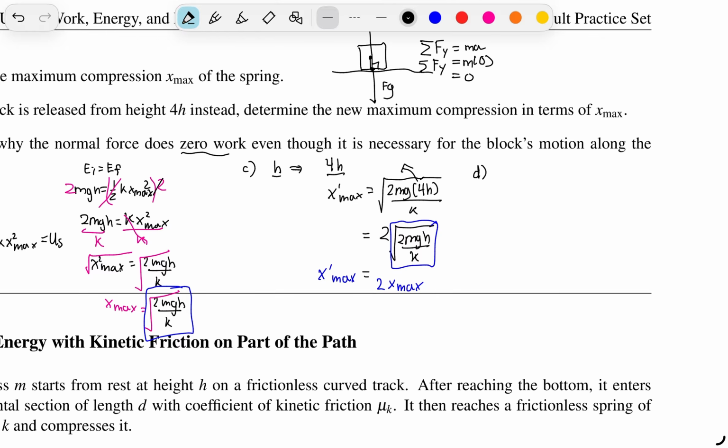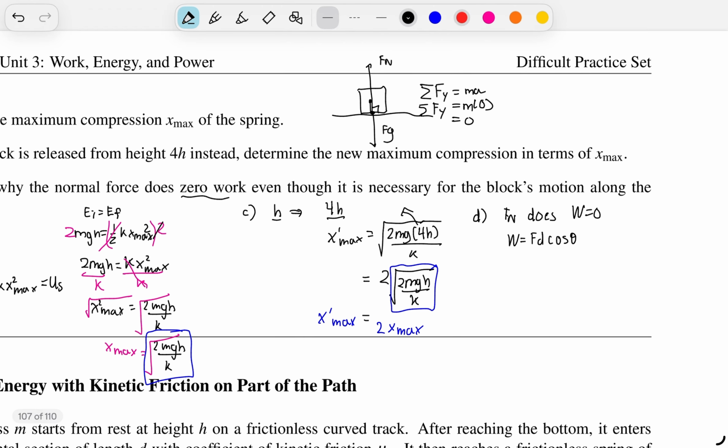So for D, the normal force does work equal to 0, because work is equal to force times displacement times cosine of the angle. We know that the normal force is perpendicular to the point of contact. That's 90 degrees. So we have cosine 90 degrees, and our force is the normal force times d. When you have cosine of 90 degrees, you get 0, so this whole thing becomes 0 times normal force times d. So the work done by the normal force is equal to 0.